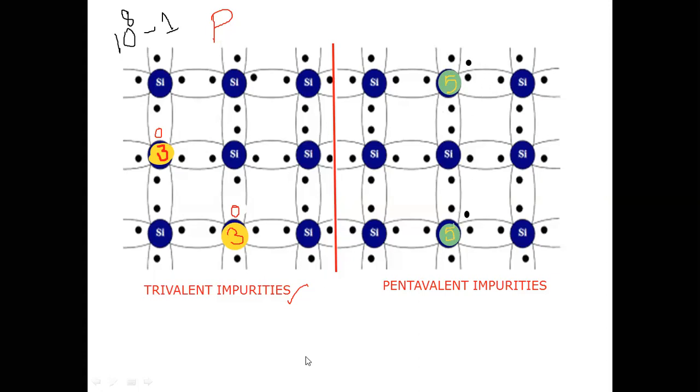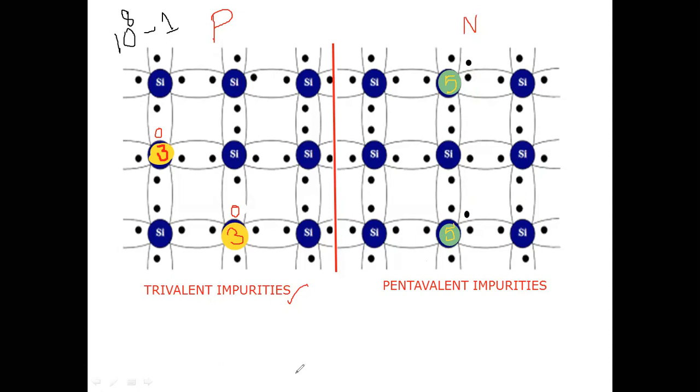this fifth electron is loosely bound to this parent pentavalent impurity atom. So here electrons play the major role in conduction. I call this an N-type semiconductor.